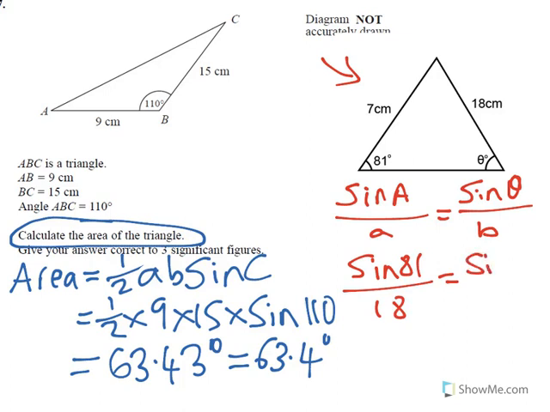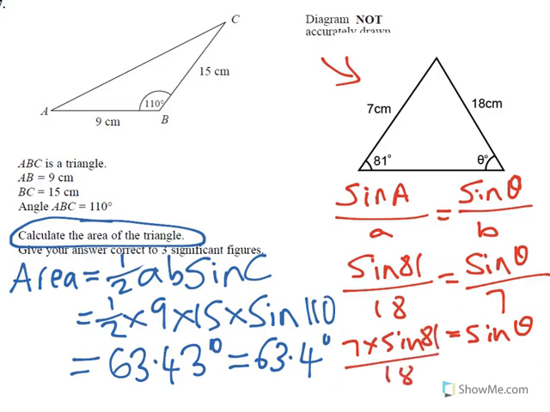And the sine of theta, I'm going to find that, and that is equal to, that is divided by the 7. If I rearrange that, I multiply both sides by 7, so I have 7 times the sin of 81 divided by 18, and if I now put the sin to the minus 1 on the left hand side, I get the answer. And in this case, that answer is 22.59 degrees.